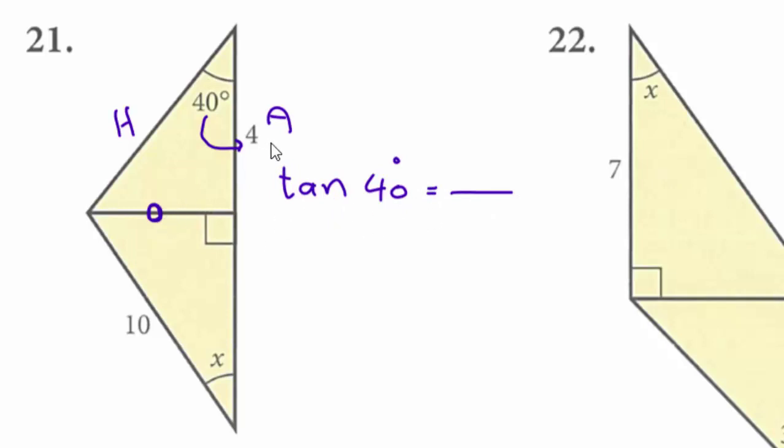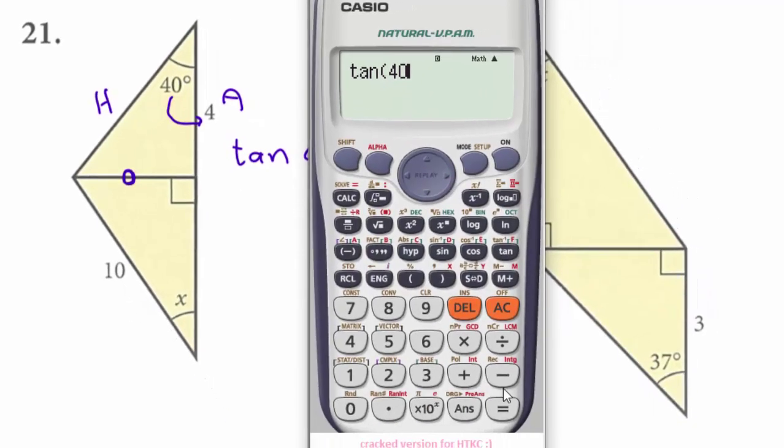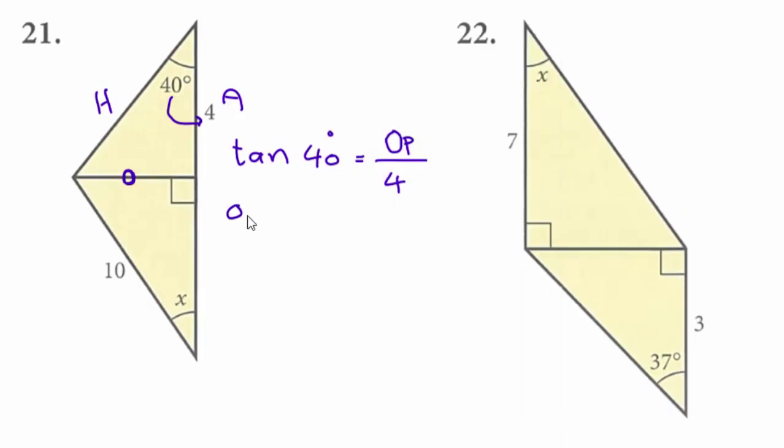tan is opposite over adjacent. So O, which is missing, over 4. Okay, I'm gonna write OP means opposite, it's not 0. Tan of 40 is equal to the opposite over 4. Now, using calculator, what does tan of 40 equal to? Tan of 40 is equal to 0.8390, 0.839, that's enough, is equal to OP over 4. OP stands for opposite.